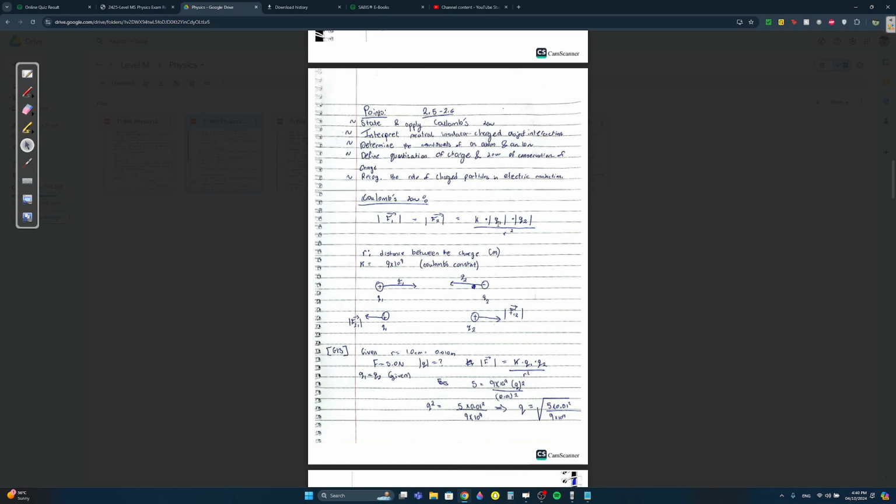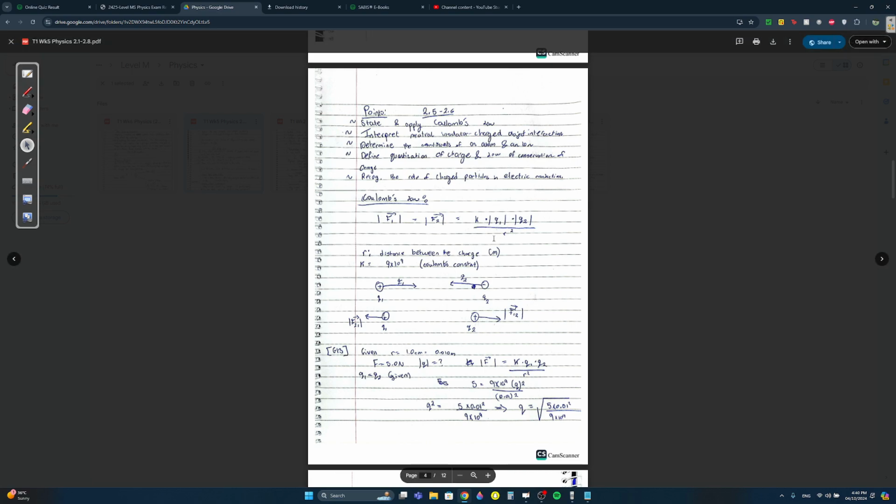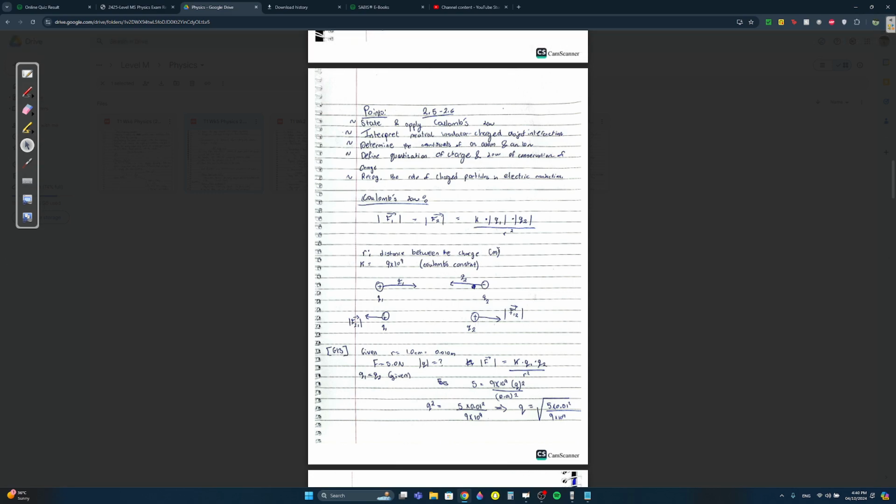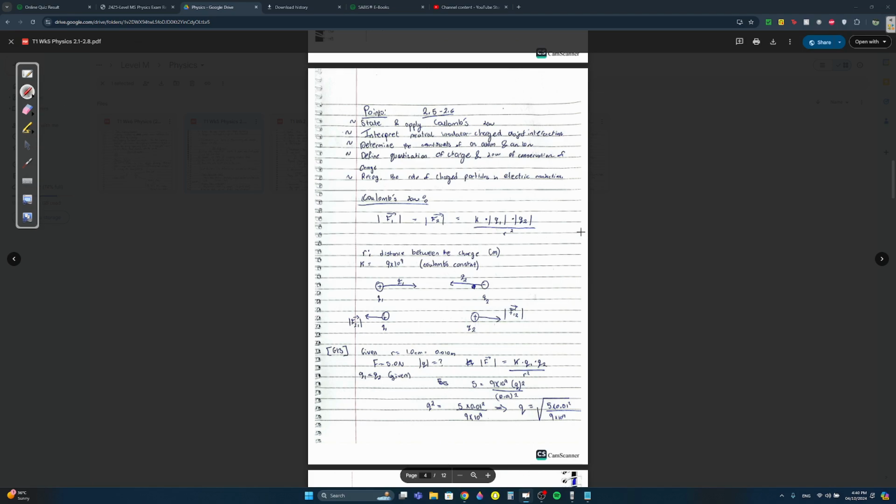I don't care if it's negative or positive, you're going to put it as positive. Divided by r squared. r squared is the distance between the charges. It has to be in meters, and it's squared. Okay. So how might they ask this in the exam?